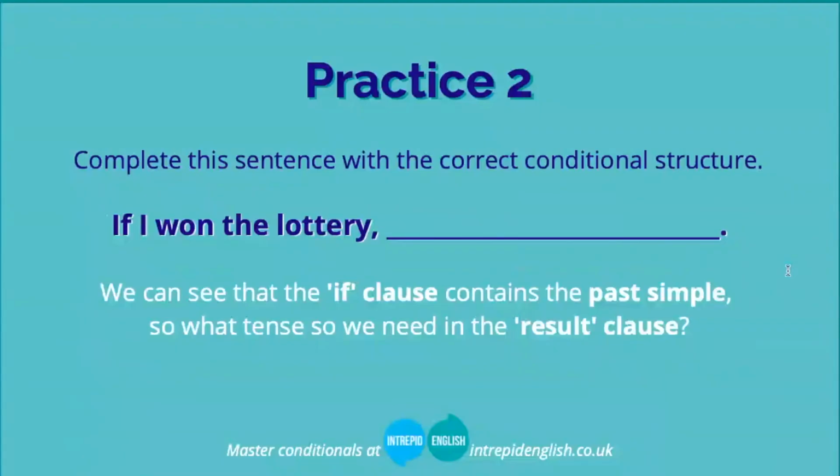Okay, practice number 2. Think about what conditional would be appropriate here. So if I won the lottery, okay, the if clause contains the past simple, won. So what tense do we need in the result clause? Have a think about it and then think about your own way of finishing that sentence.